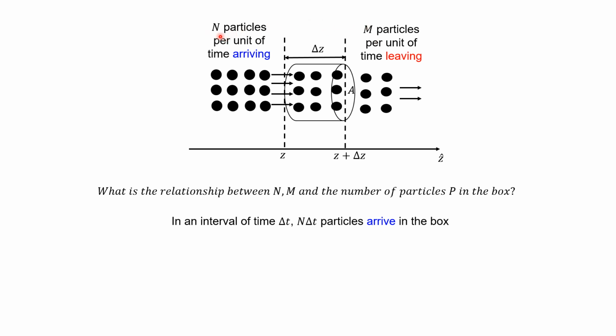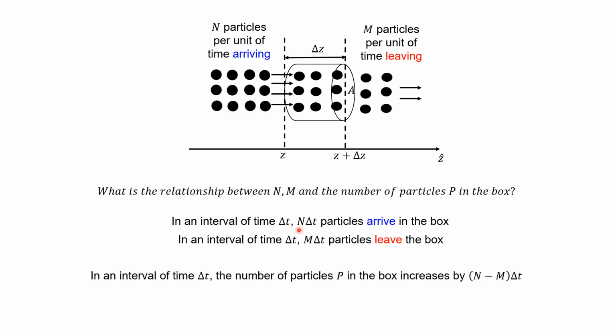And to find this relation, all we need to do is pay attention to the physical meaning of flux. So if there are n particles per unit of time arriving, then in the interval of time delta t, n times delta t particles arrive in the box. Likewise, if m particles per unit of time leave the box, then in an interval of time delta t, m times delta t particles leave the box.